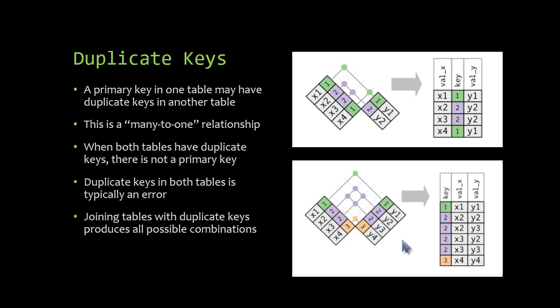But notice down here what happens when we have duplicates in both of them. Key number 1 is no problem, x1, y1. But key number 2 matches up with y2 and y3, so we get x2, y2, x2, y3. And then key number 2 also has an x3, so we get x3, y2, x3, y3. We get all possible combinations. It's probably what we do not want, which is why I say that duplicate keys in both tables is typically representing an error.